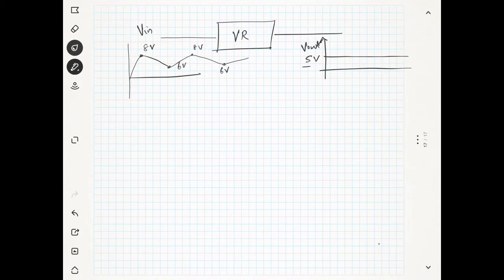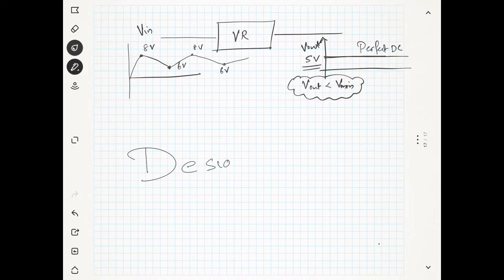Usually you will fix this output at a value less than this minimum. That means your V out will always be less than your V minimum. You should satisfy this condition, otherwise there will be fluctuation. So you can maintain a voltage which is less than V minimum, and you can make it constant, a perfect DC. So this is one of the important applications of the voltage regulator. Now we are going to design a voltage regulator.